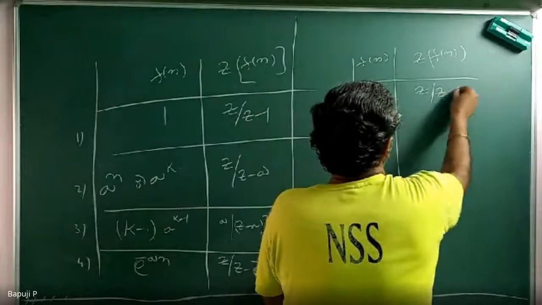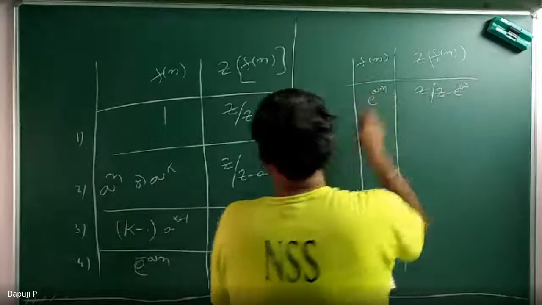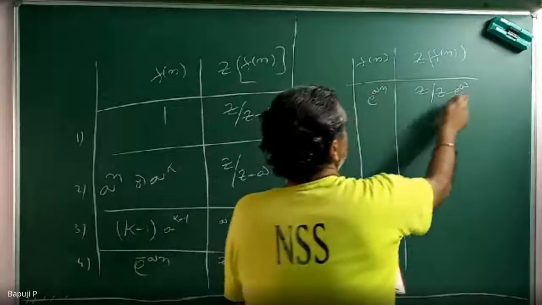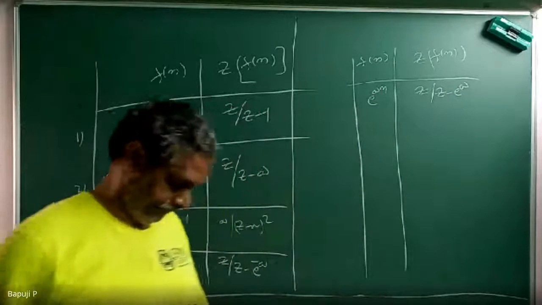Z by Z minus a. Minus a means minus a. E power a means just e power a.